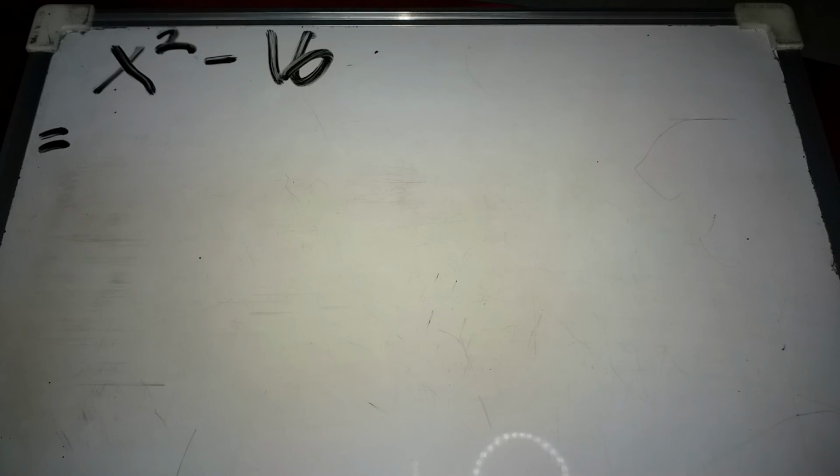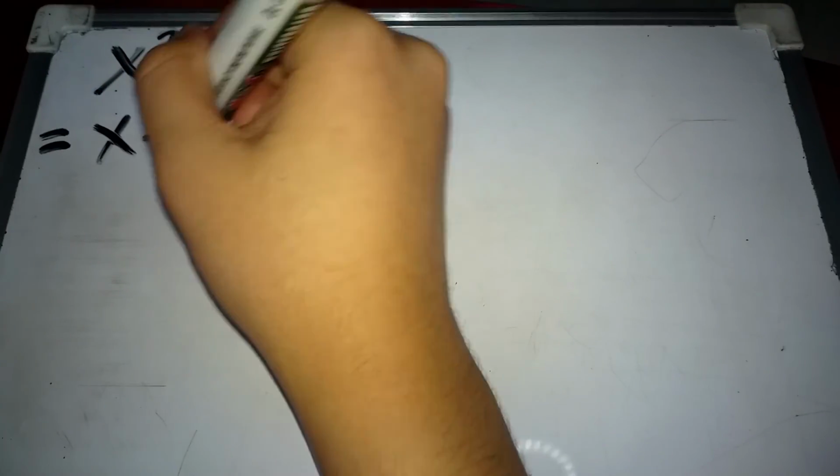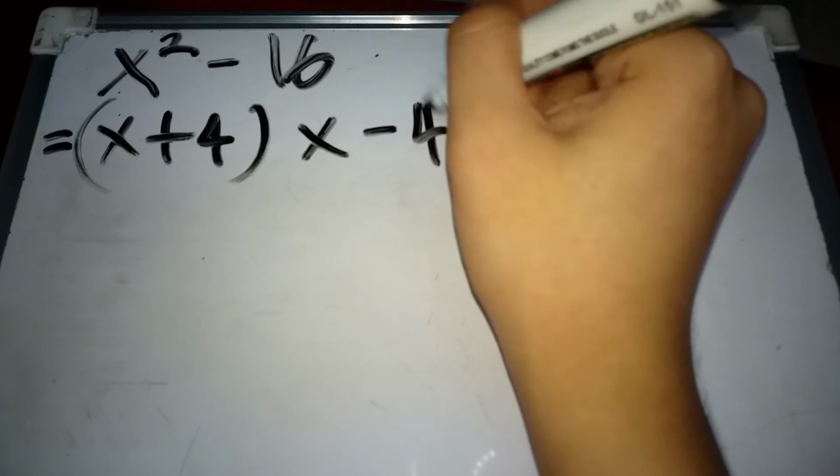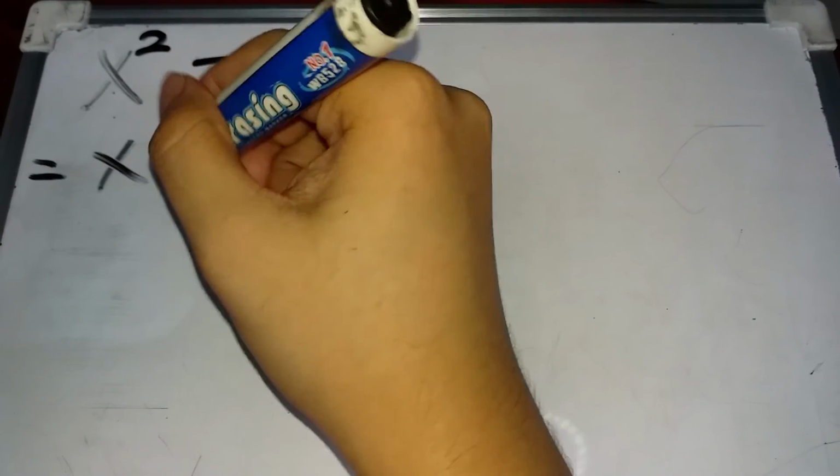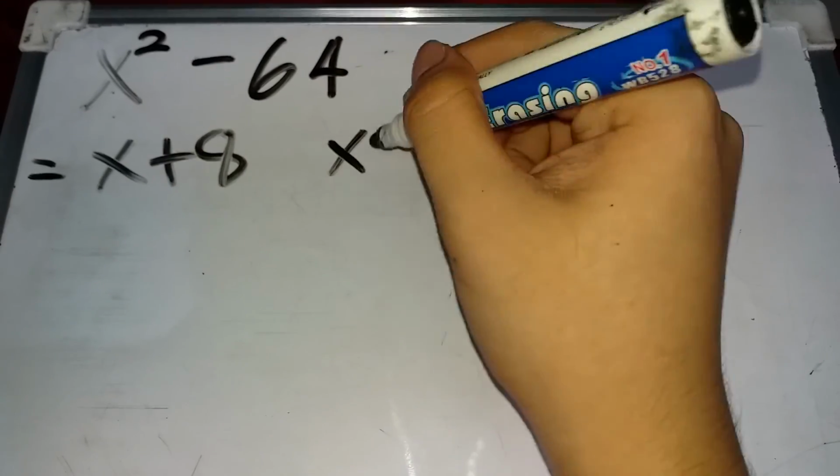Next example is x squared minus 16. x plus 4, x minus 4. Next example is x squared minus 64. x plus 8, x minus 8.